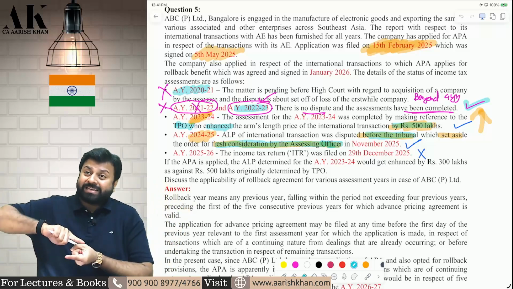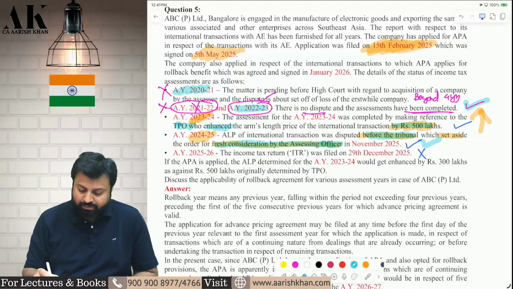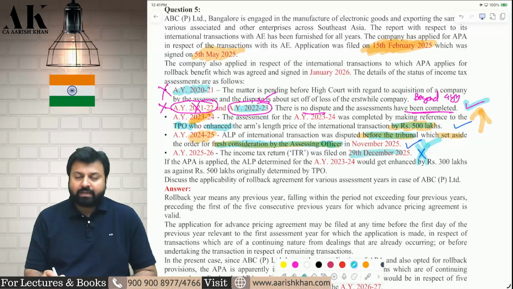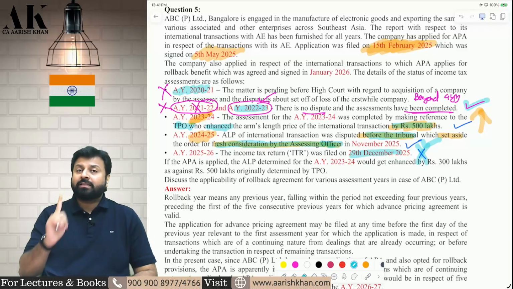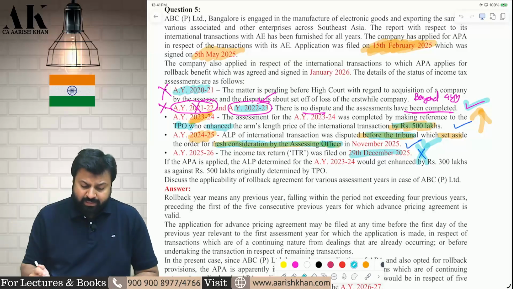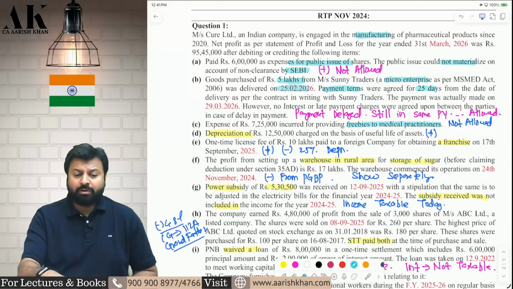But if the tribunal has remanded the case back to the AO, then you can definitely go for rollback. In the last year, you cannot go for rollback because you have filed the return late. One of the conditions for rollback is that you should file the return on time. If you file the return late for earlier years under 139(4), then you cannot go for rollback. I hope it is clear to all of you. So this is what this question is all about, and this is what this RTP is all about.